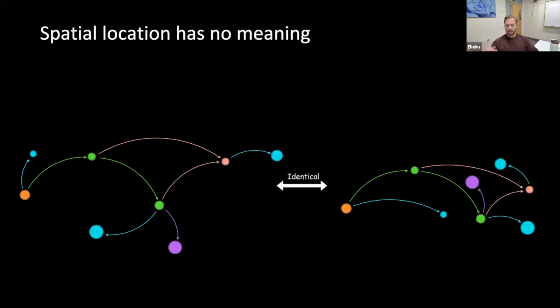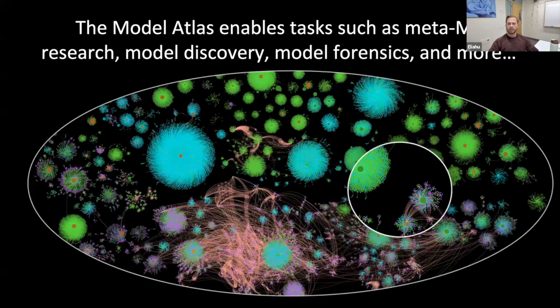And the reason is that these atlases, when they're large, are highly non-planar. And if we want to visualize them in 2D, we need to project them somehow. And to do that, we use a graph layout algorithm, which tries to minimize edge crossing. But as you can see, these two are identical. So the location has no semantic meaning. And this type of model atlas actually enables a variety of tasks, which we'll go over some of them, but one of them is what we call meta-ML research. Another one is model discovery, model forensics, and many more things.